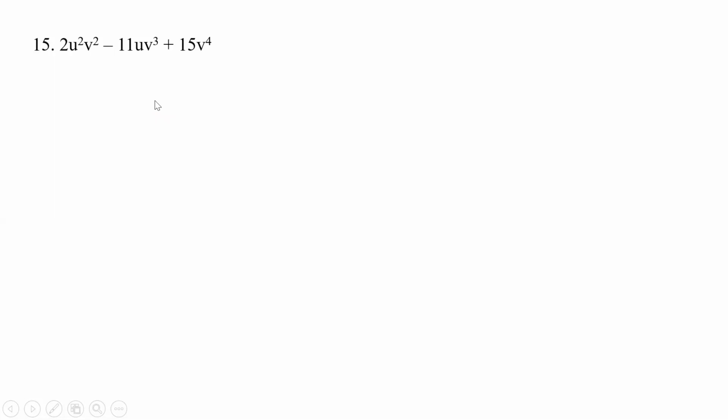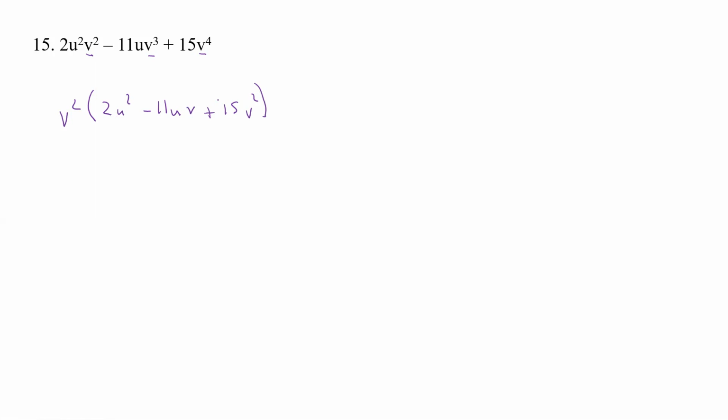All right, what about this one? Well, if I look there, I see there's a v squared in all those terms. So I can factor out a v squared. If I do that, I have 2u squared minus 11uv plus 15v squared.